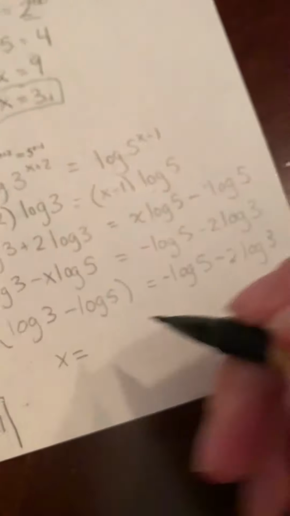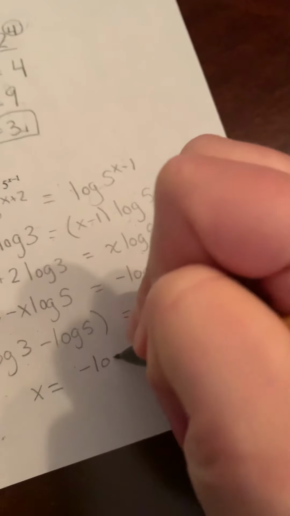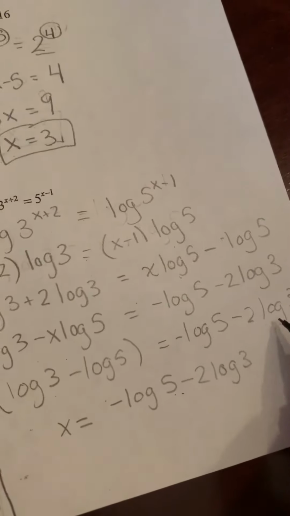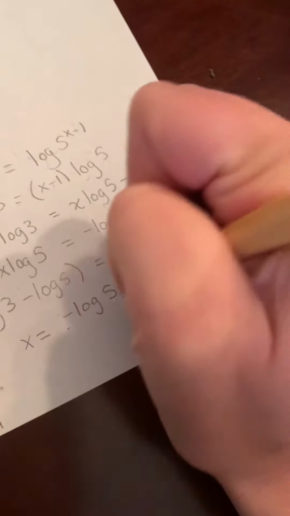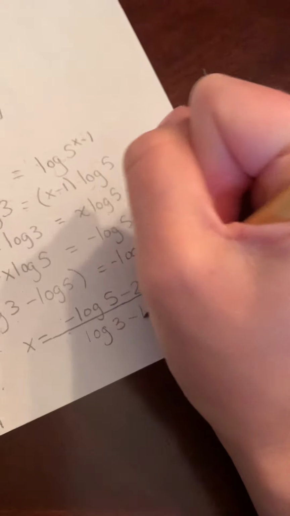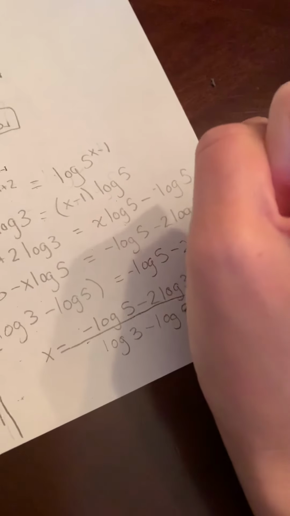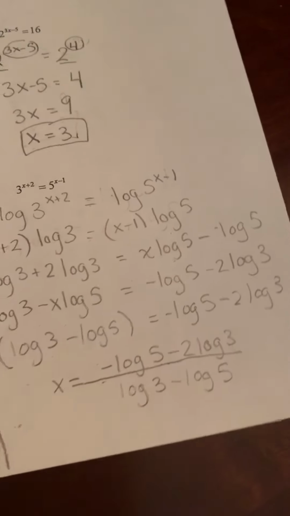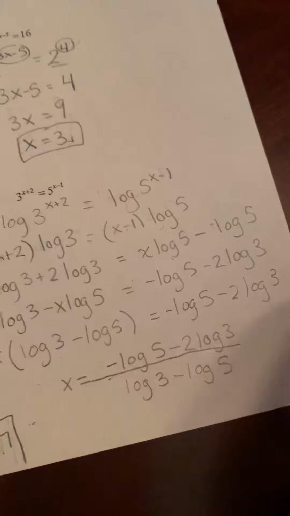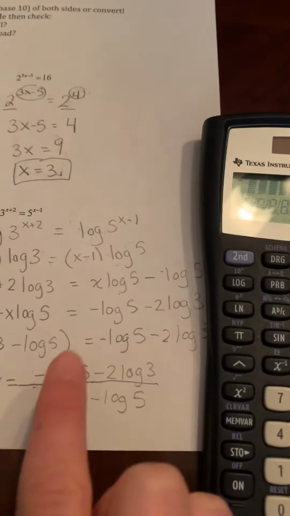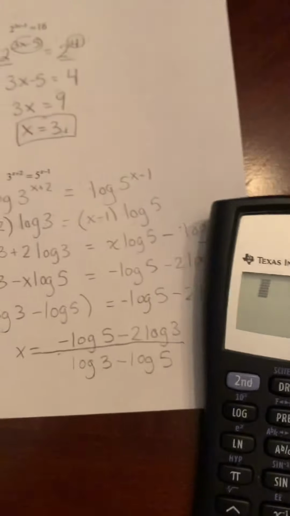Now, last but not least, to get this x alone, we're going to divide by this entire quantity. So my exact value is going to be x equals negative log 5 minus 2 log 3, which was on our right-hand side, divided by this quantity. So there's my exact answer. Now, when approximating it, it's super important that you're using parentheses to separate your numerator from my denominator. So let's look at this together.